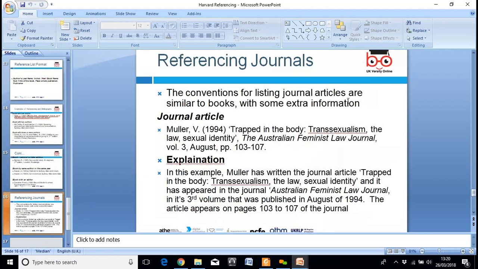If you reference a journal, you can put in what it is and the actual pages that you've used. So that's referencing a journal. As well as the information you previously put in, you'll need to put in the actual page numbers you've gone from.